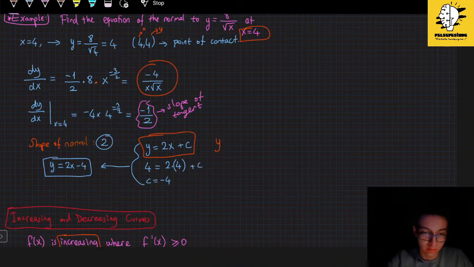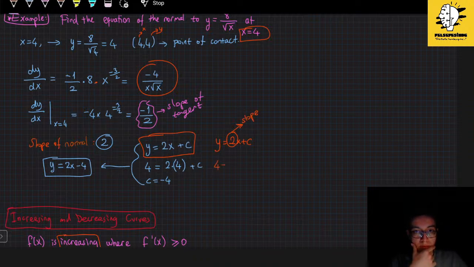So we construct our equation. It is y is equal to 2x plus c. And this 2 is coming from our slope of normal, because it's asking us the equation of the normal. But we need to pull some data, right? We know that y is 4 at that point, and it is 2. And we know that x is 4 at that point, and it's plus c. And we find that c is equal to minus 4.